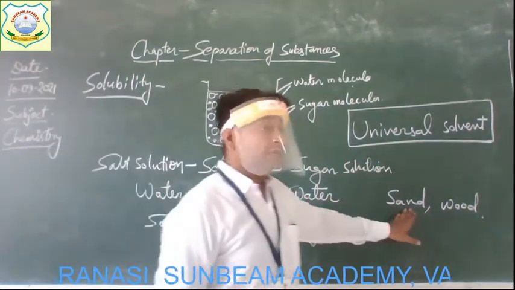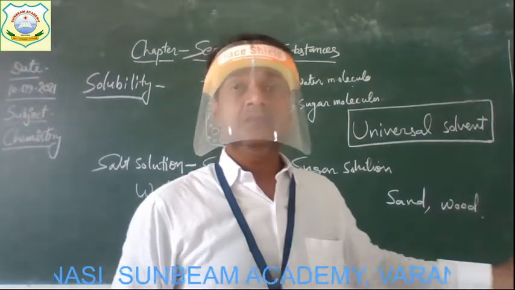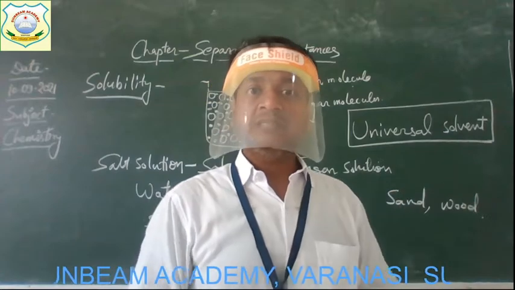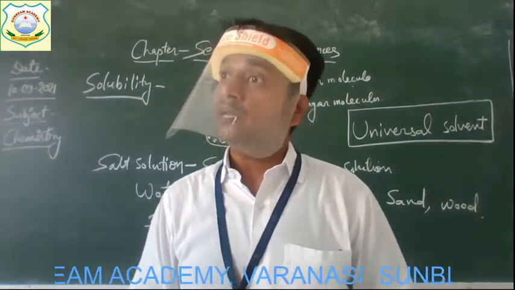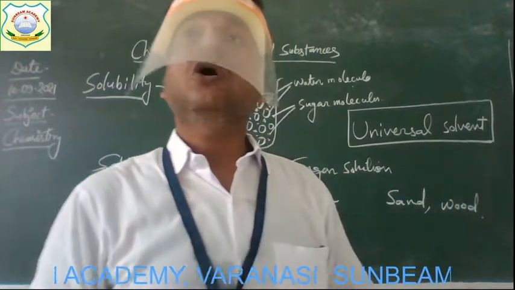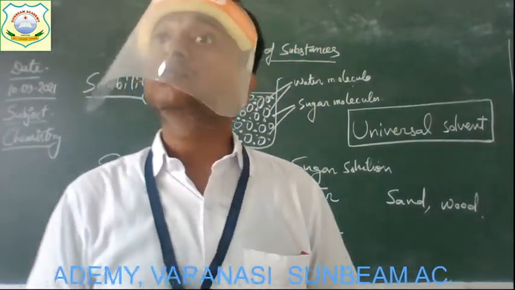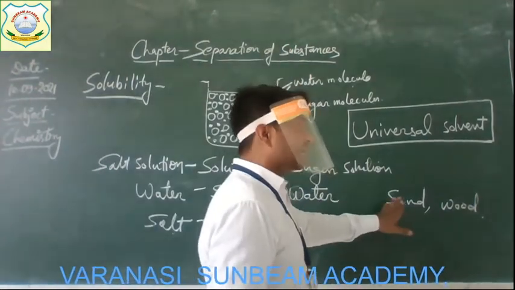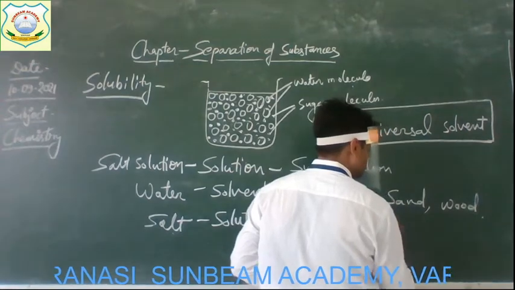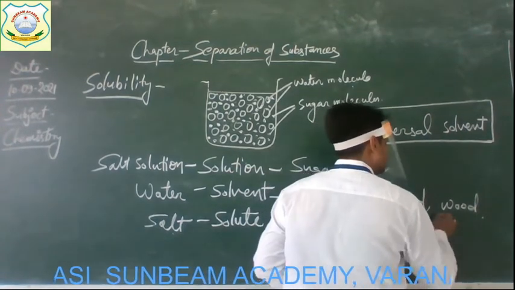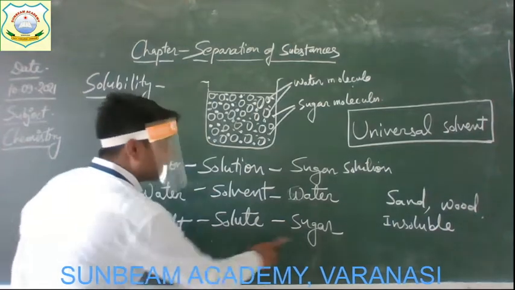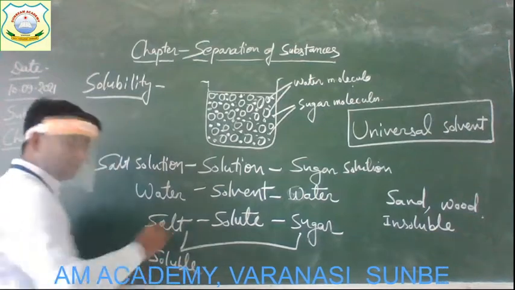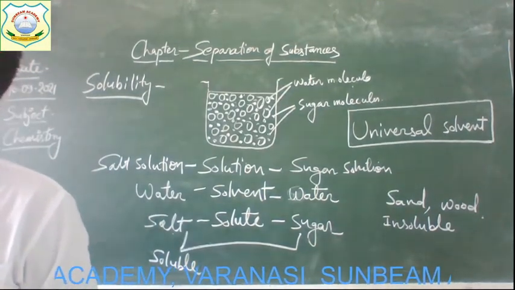Some cannot dissolve in water, like sand, like wood. So substances that can be dissolved in water are known as soluble in water, and those which cannot dissolve are known as insoluble. So you can say that sand and wood are insoluble in water, whereas salt and sugar are soluble in water. Understood this meaning?